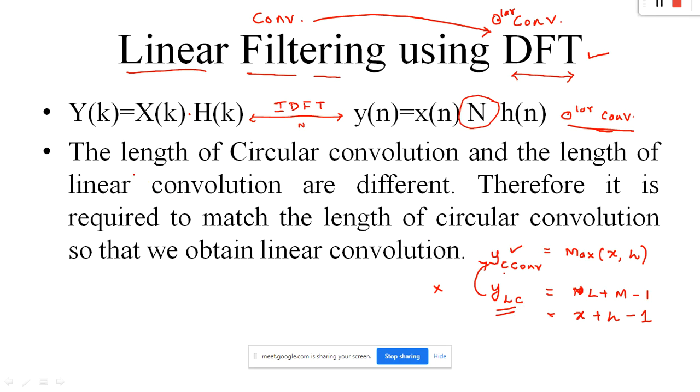So now the simple and straightforward thing is I need to make sure that the operation performed must be circular convolution, but the output should match my linear convolution. That's it. If I'm able to perform that, then my job is done. So that's what I wrote here. The length of circular convolution and the length of linear convolution are different. Therefore, it is required to match the length of circular convolution so that we can obtain the linear convolution output. So how do we do it?